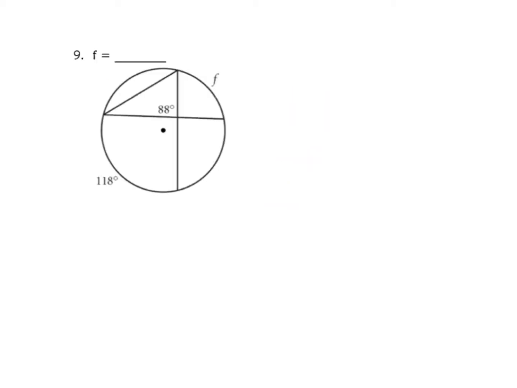Number 9. Okay, so for number 9, I see I have a linear pair here in the middle. So I know that this has to be 92 degrees. Okay, and that's an inside angle, which means that f plus 118 divided by 2 should equal 92 degrees. So f plus 118, if I multiply both sides by 2, I have 184. Subtract 118, f is 66.